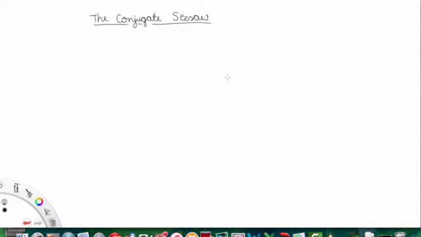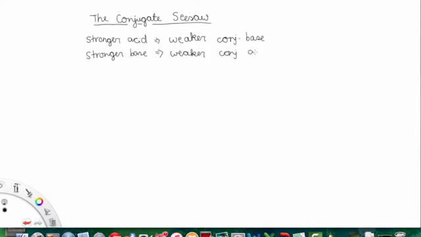From looking at Ka, the acidity constant, and Kb, the basicity constant, I now want to introduce you to the conjugate seesaw. What this says is that the stronger the acid, the weaker its conjugate base. And the stronger the base, the weaker its conjugate acid. Now we will derive a quantitative version of this seesaw relationship.